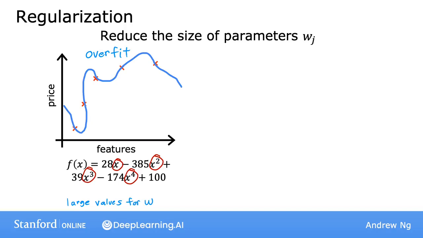Now, if you were to eliminate some of these features, say if you were to eliminate the feature x4, that corresponds to setting this parameter to 0. So setting a parameter to 0 is equivalent to eliminating a feature, which is what we saw on the previous slide. It turns out that regularization is a way to more gently reduce the impacts of some of the features without doing something as harsh as eliminating it outright.